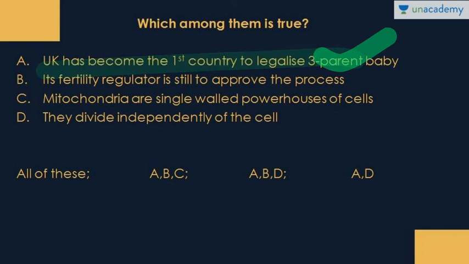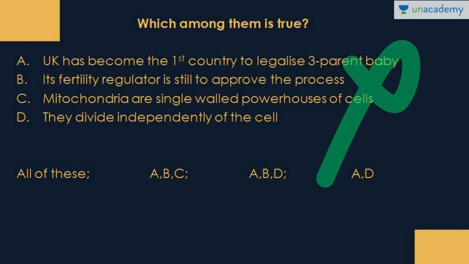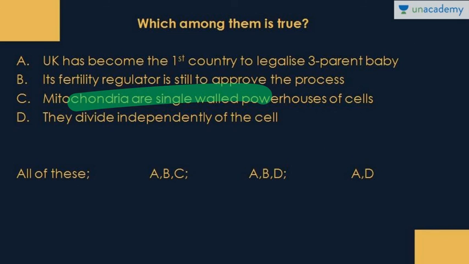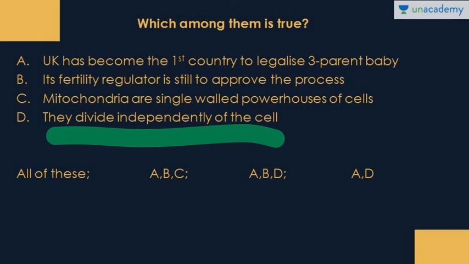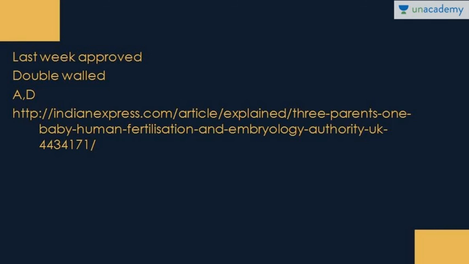UK has become the first country, absolutely true. Fertility regulator is still to approve, no. Just last week itself, its fertility regulator has actually approved the process. If you look at C, they are not single-walled, rather mitochondria are double-walled powerhouses. If you look at D, they divide independently of the cell. They do divide independently of the cell, and they have a genome or the DNA of their own. So this is the whole idea. Do check about what this means. It is very important from technology perspective. So A and D are the correct options here.